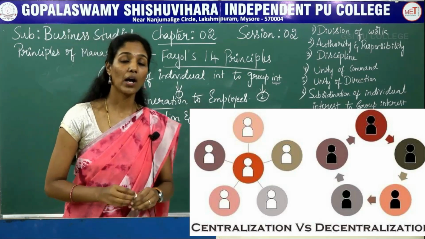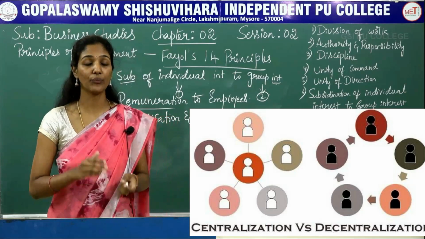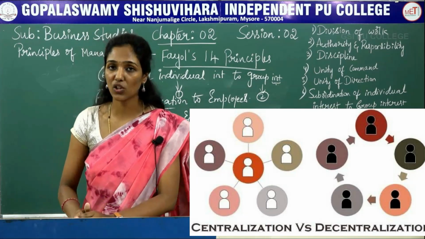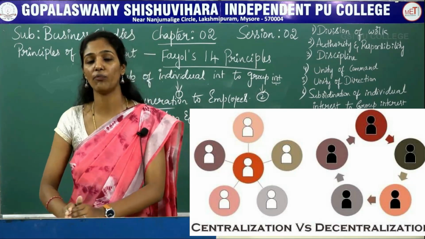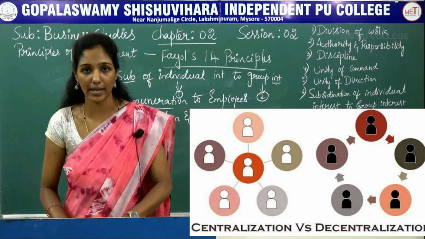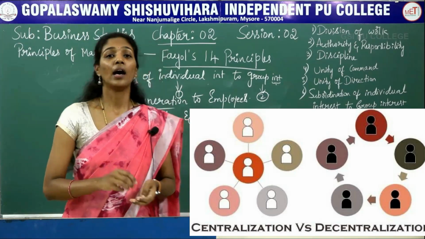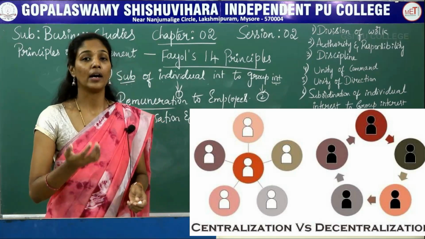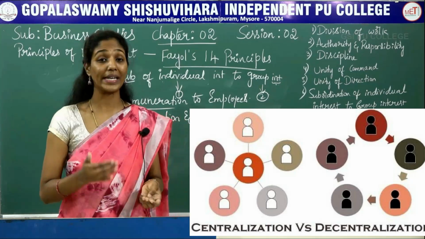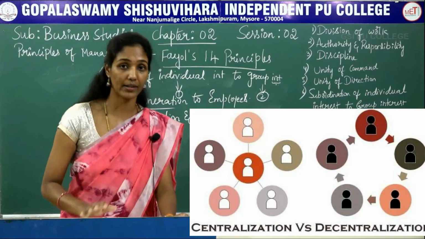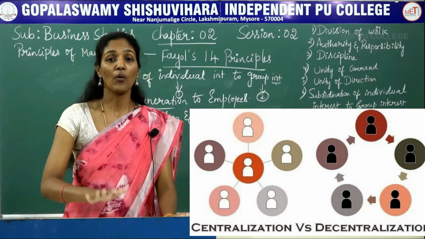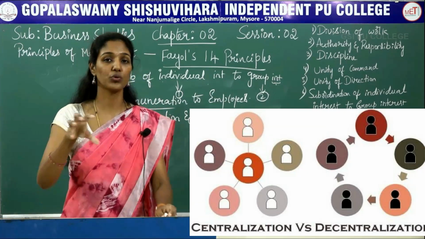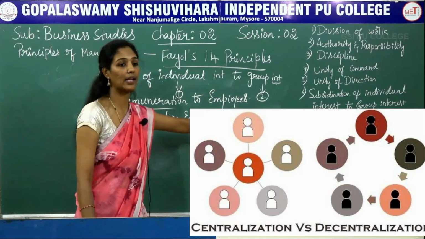Centralization refers to concentration of power in few hands at the top level, whereas decentralization means equal distribution of power at all the levels of the management. So here, the superior or manager should keep the authority to take important decisions in their hands, whereas they should delegate the authority of less importance to their subordinates. That is called decentralization.